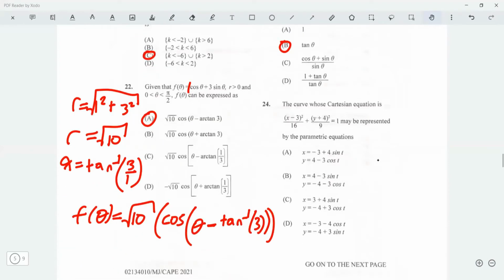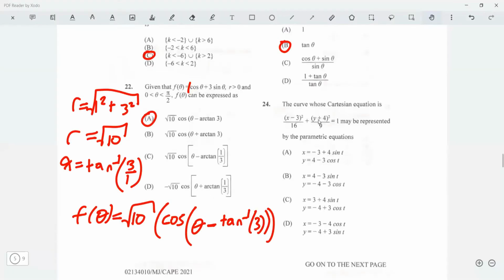Question 24, it says a curve whose Cartesian equation is given by (x minus 3) squared over 16 plus (y plus 4) squared over 9 equals 1 may be represented by... What do we know about parametric equations? We don't know much about parametric, but what do we know about sine squared and cos squared? We know that sine squared theta plus cos squared theta is equal to 1. Then let's write it down.